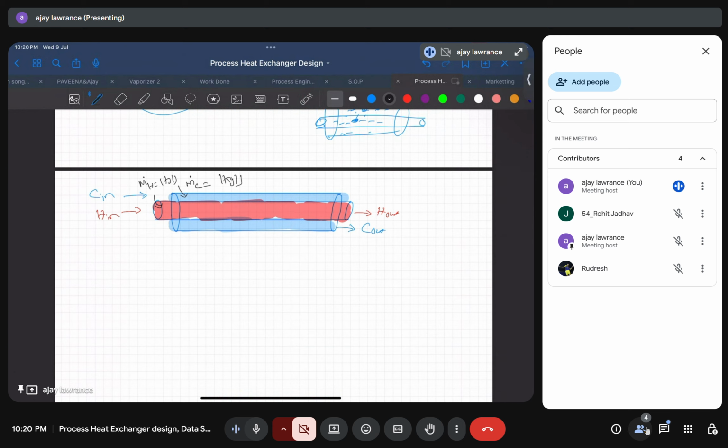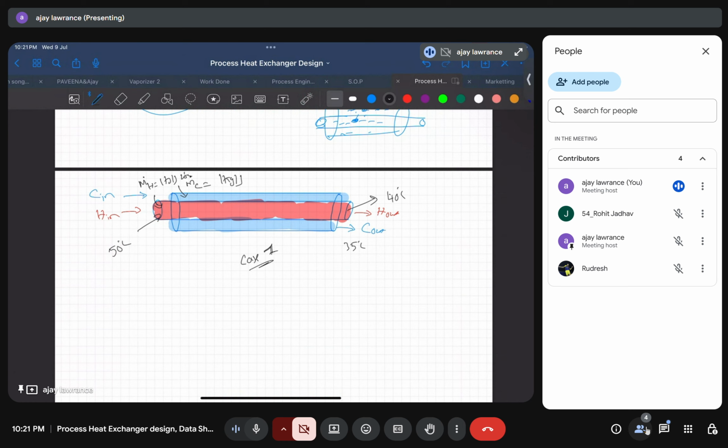If this is the flow rate of hot fluid, then for example the inlet temperature of hot fluid is 50 degrees Celsius, and the inlet temperature of cold fluid is 25 degrees Celsius. If it is like that, then at the outlet the cold fluid is heated to 35 degrees Celsius, and the hot fluid is reduced to 40 degrees Celsius. This is case 1.